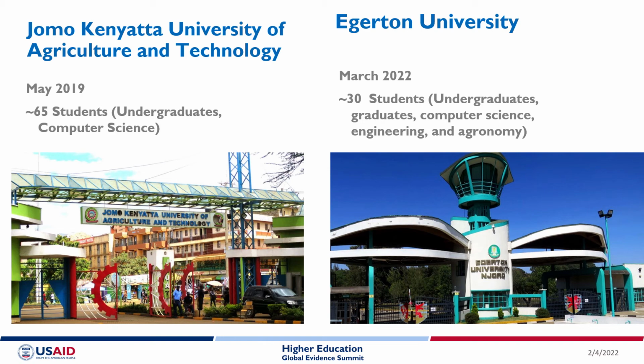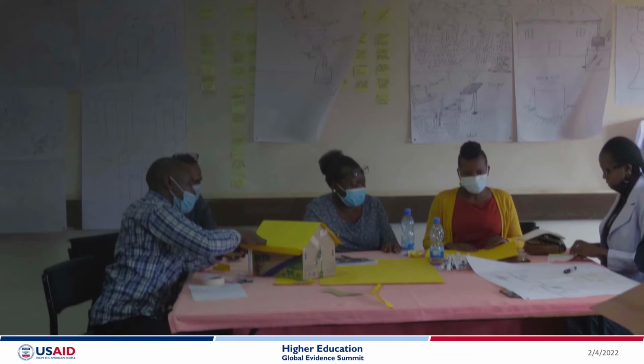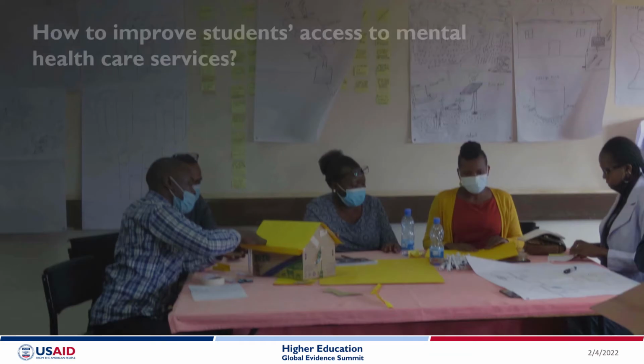To date, I have taught 2 iterations of this week-long course at 2 Kenyan universities. The first is at Jomo Kenyatta University of Agricultural and Technology, and the second one is at Egerton University. And to date, nearly 100 students have participated in this course. During the course, students work together in groups of 5 and 6.